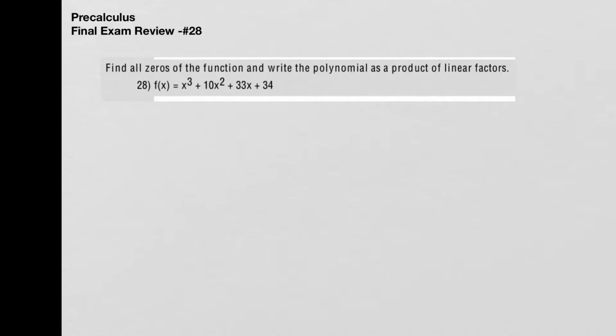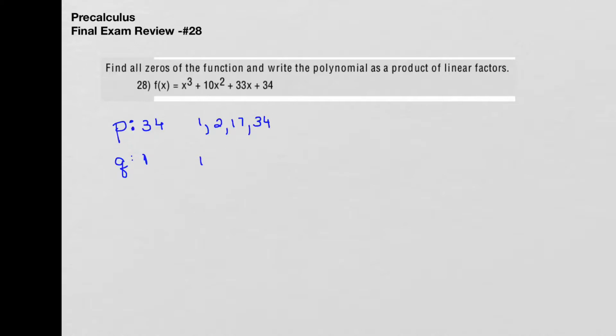So let's see. I'm going to use the rational zeros theorem, and for that I know that P is 34 and Q is 1. And so what are the factors of 34? 1, 2, 17, and 34. And the factors of 1 are just 1. So I can have plus or minus any of these four numbers, 1, 2, 17, or 34. They're all over 1, so that works pretty easily.